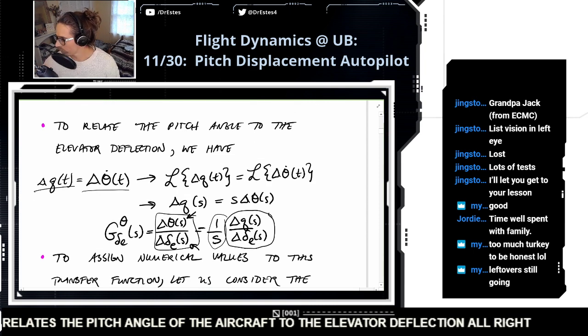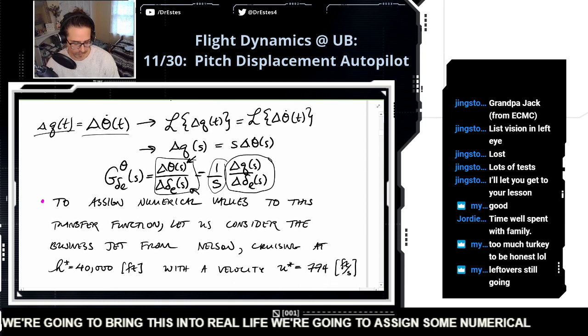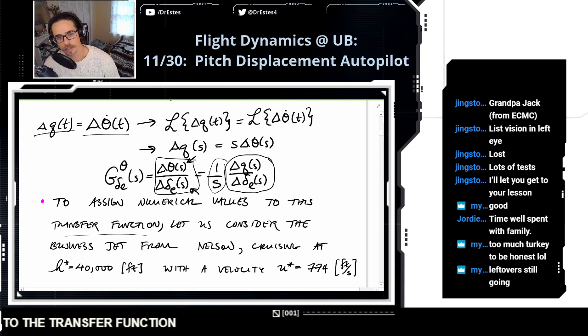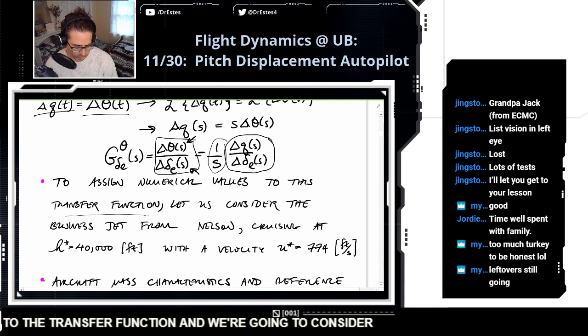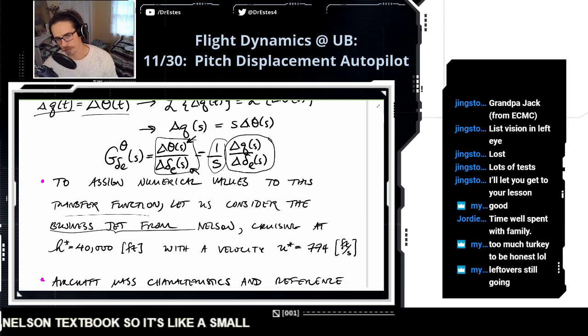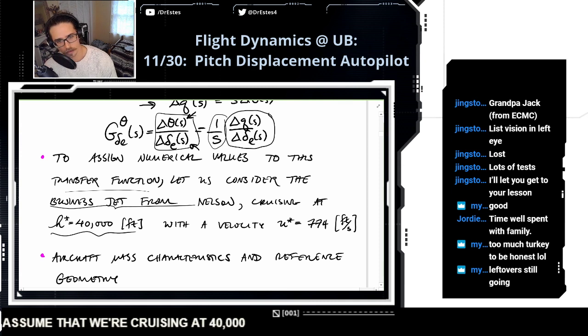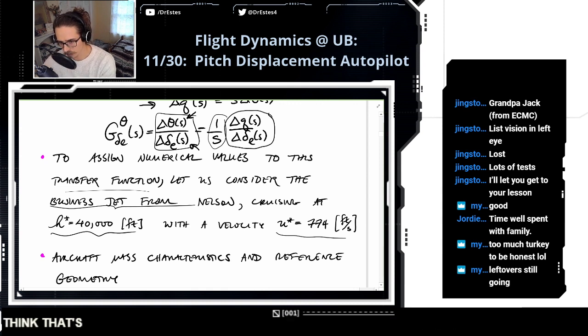All right, so we're gonna bring this into real life. We're gonna assign some numerical values to the transfer function, and we're gonna consider the business jet from the Nelson textbook. So it's like a small personal jet aircraft. We're going to assume that we're cruising at 40,000 feet with a velocity of 774 feet per second. And I think that's Mach 0.8 at that altitude.